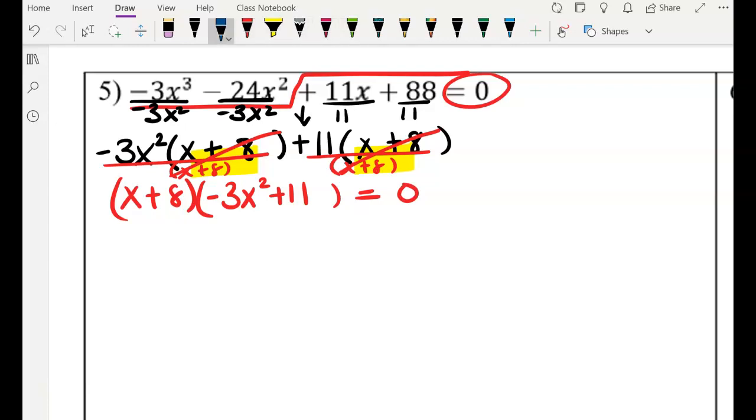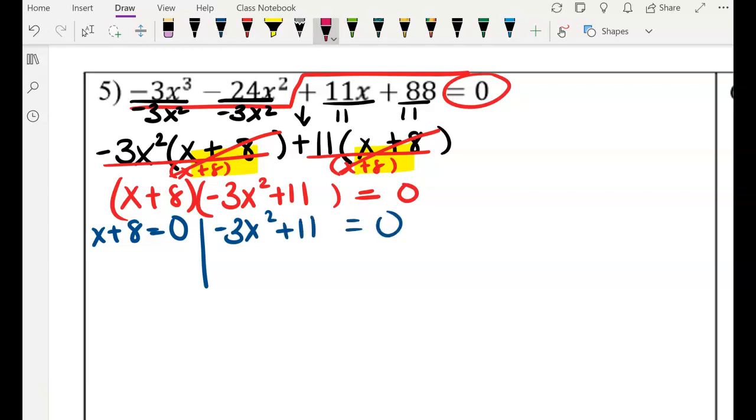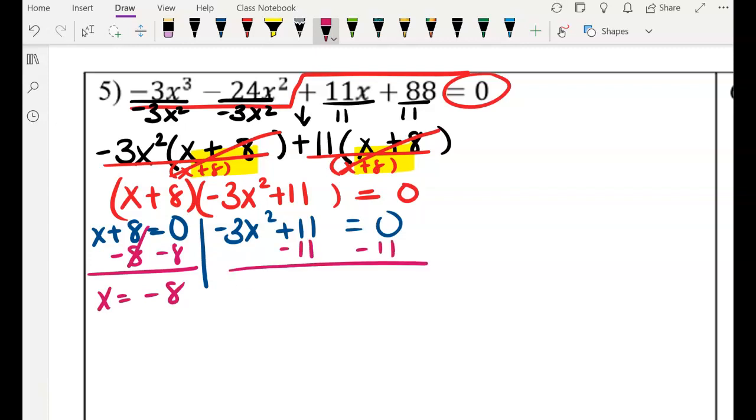Then now we will take each factor and set it equal to 0. X plus 8 equal to 0, students. And then -3x squared plus 11 equals 0. And we are going to solve it normally, okay? So this is going to be x equals -8. Over here, we will subtract 11 from both sides. Then we have -3x squared equals -11.